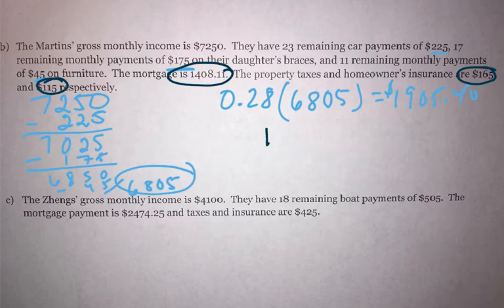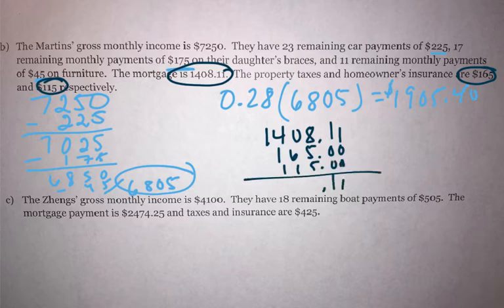So let's add it up. We have $1,408.11, $165 for property taxes, and $115 for the homeowner's insurance. So we add all that up. Their cost of the mortgage plus property taxes plus homeowner's insurance is $1,688.11, which is less than the 28%, and so therefore, yes, they would qualify.